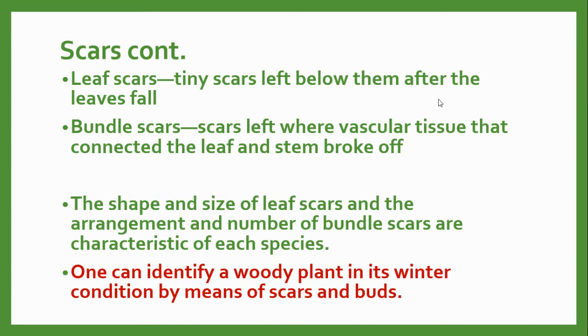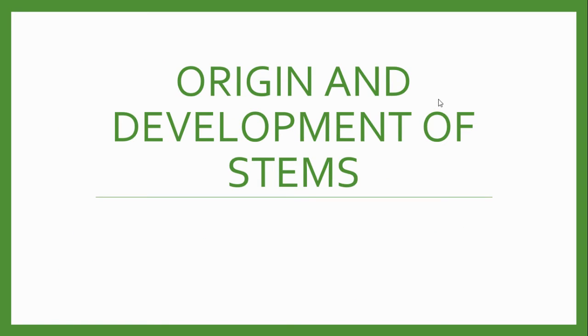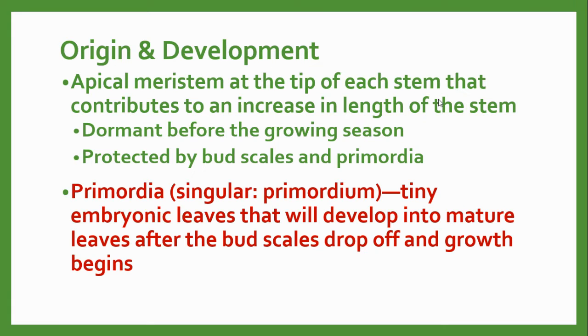Leaf scars are tiny scars left behind after the leaves fall off. And bundle scars are scars left where vascular tissue that was connected to the leaf and stem broke off. The shape and size of the leaf scars and the arrangement of the number of bundle scars are characteristic of each species. One can identify a woody plant in its winter condition by looking at the scars and the buds. So we'll be doing an entire section on leaves after we finish the stems in the dendrochronology section.